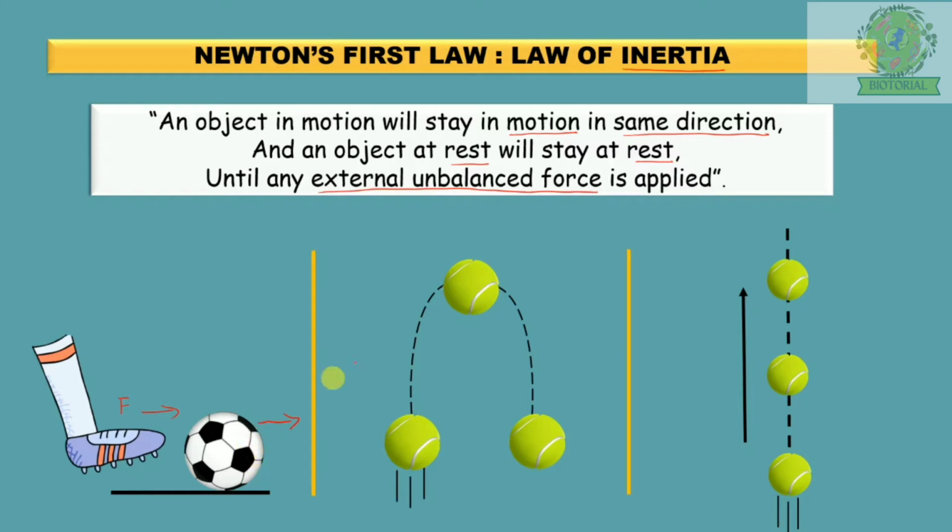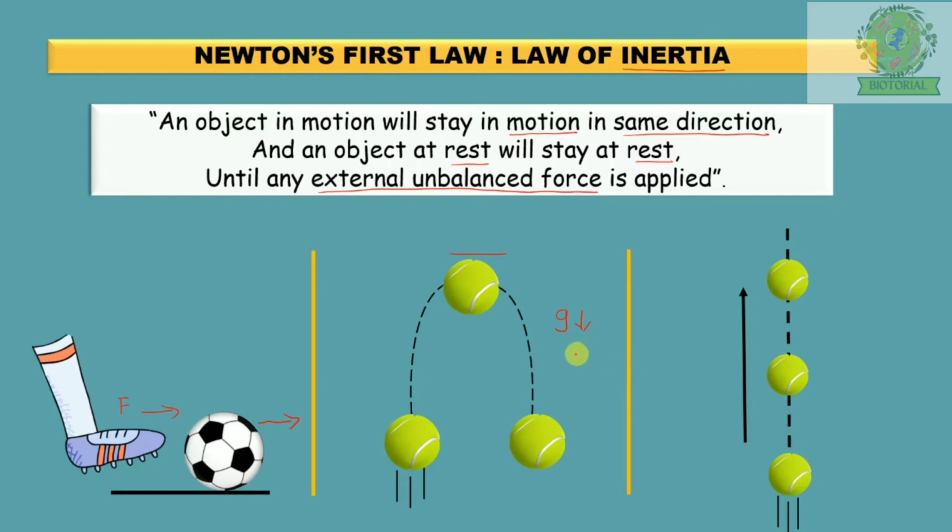Understood? And in this second picture, we see that when this tennis ball is thrown upwards, it goes upwards to some height and then comes back downwards. Why is it coming back downwards? Because we have gravity, which is pulling this ball downwards. Gravity is also a kind of force which is pulling this ball downwards.